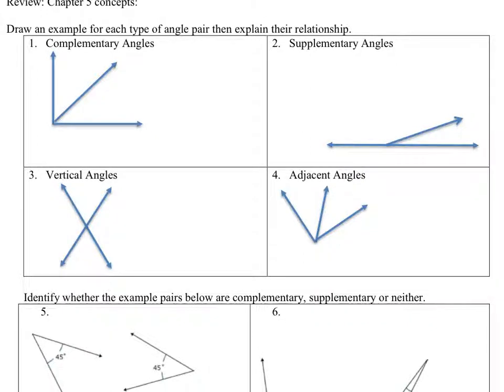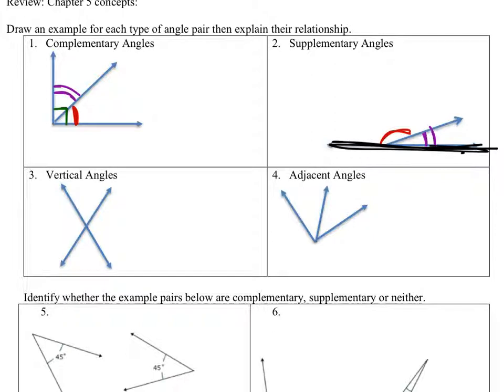So let's review these. Draw an example for each type of angle pair, then explain their relationship. Well, we've already drawn these ones. This is complementary because if we add these two angles together, this one and this one right here, it would create a 90-degree angle right here. And then over here, supplementary, because if I add this angle with this angle right here, it gives us this straight line right here, which is supplementary.